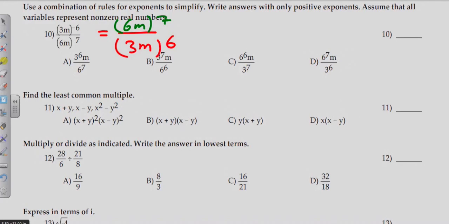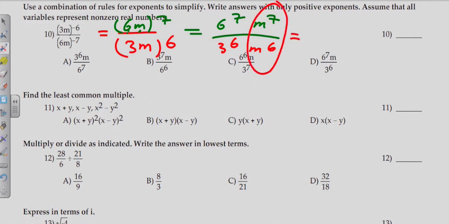Now I can apply the power. When you apply the power, 7 will go here and here, right? On the 6 and on the m. So it will be 6 power 7 and also m power 7. And down it will be 3 power 6 and m power 6. Okay. In this case, the m together is very easy. Just the rule, 7 minus 6 is just m.